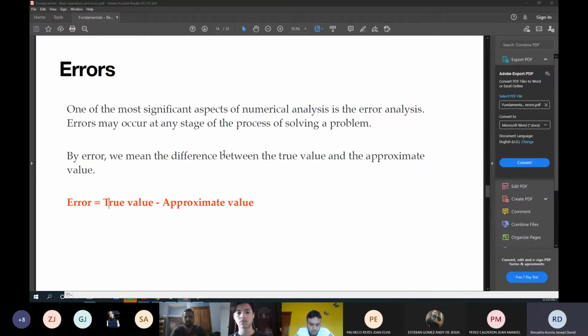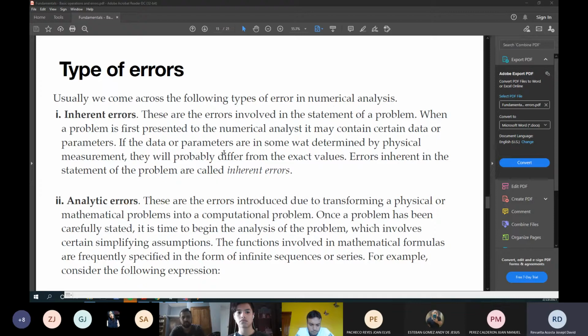So we go back to the types of errors. So we know the concept of error, but we also have to identify where those errors come from, right? So usually we come across the following error types, okay?